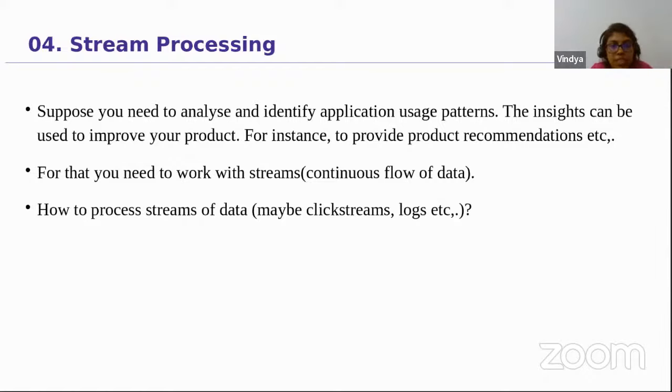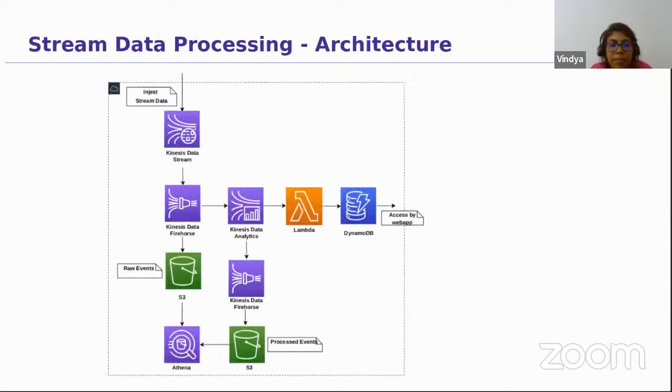For that, we can use these Kinesis services. When we get this stream data, it gets ingested. We can use Kinesis Data Streams to ingest these stream data, and then you can use Data Firehose to move these data streams to a data storage. So the raw events, maybe we can put them into an S3 bucket so that you can analyze them later.